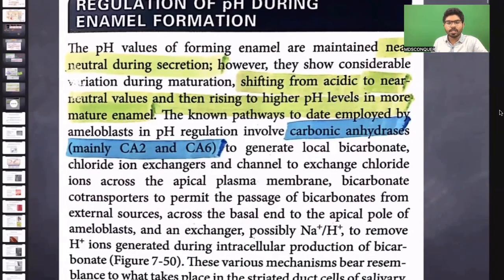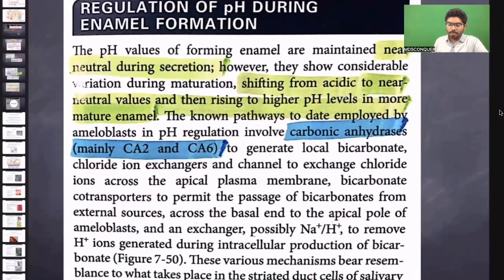Next comes to the formation. During the formation, basically it is acidic, and then it moves to neutral, and then it moves to basic. So it is acidic, neutral, and finally it is the basic or alkaline. This is how the pH is going to change during the enamel formation.